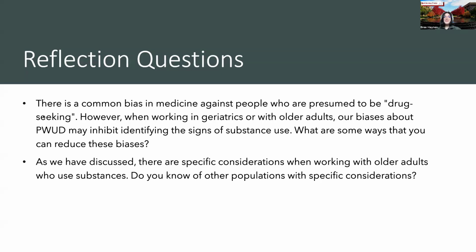So hopefully some of you identified some other populations, but here are some in case we weren't able to. Pregnant people are important to consider. Adolescents, indigenous populations, women. Women specifically are less likely to be diagnosed with alcohol use disorder. So that's an important consideration when you're thinking about that.